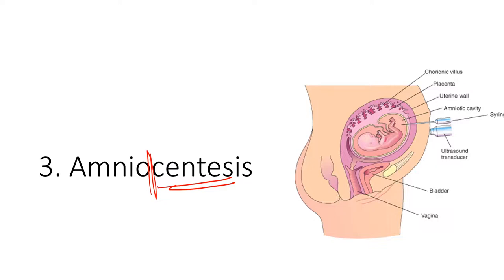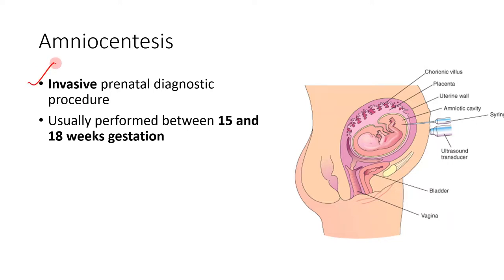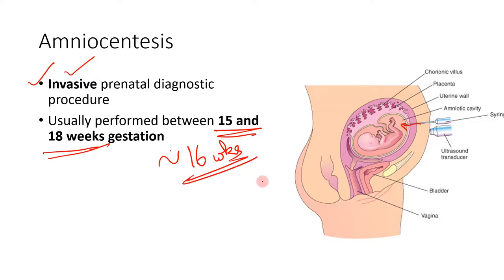So amniocentesis is obviously an invasive procedure, because you are basically introducing a needle through the abdominal wall into the uterus and into the amniotic cavity, right? So it is an invasive prenatal diagnostic test, and it is preferably performed between 15 and 18 weeks of gestation, best at 16 weeks. But it is never done before 14 weeks of gestation, because only after 14 weeks do you have a sufficient amount of amniotic fluid, and you always do this with ultrasound guidance.